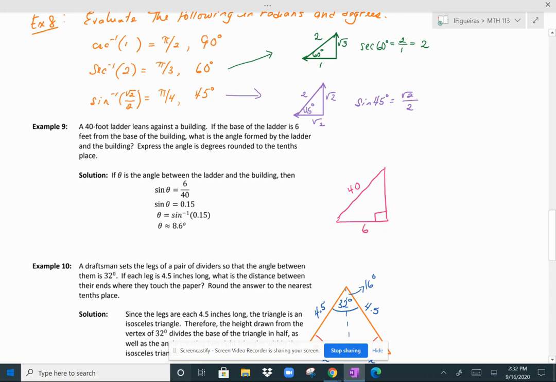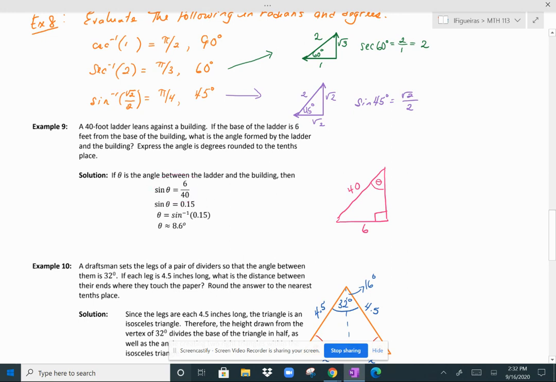And they want to know what is the angle formed by the ladder and the building. So that means I'm looking for this angle. Okay, so you have to read these carefully so that you don't mistakenly pick this one. That's not the one they're interested in. So the relationship between that angle and the two sides given is in terms of sine. So sine of theta is opposite over hypotenuse, so that's 6 over 40.